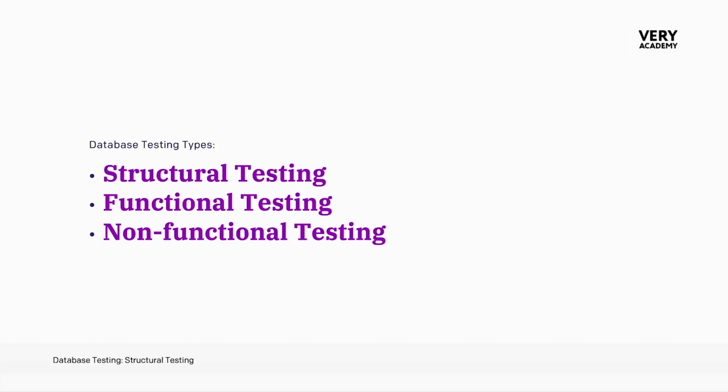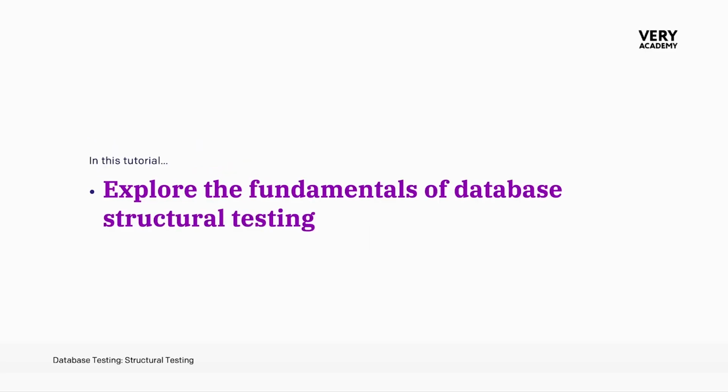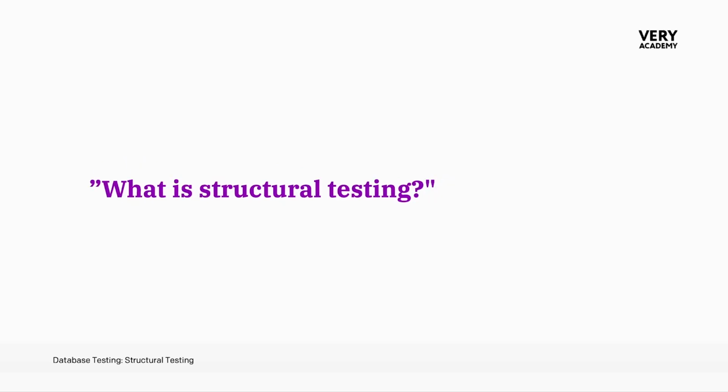Database testing comes in three main flavors, or three different types of tests that we can perform on our database, each of them testing different aspects of the database's health. In this module of the course, we are focusing on structural testing, but as we move through the course, we will introduce the different testing types. In this tutorial, we focus on answering the question: what is structural testing?